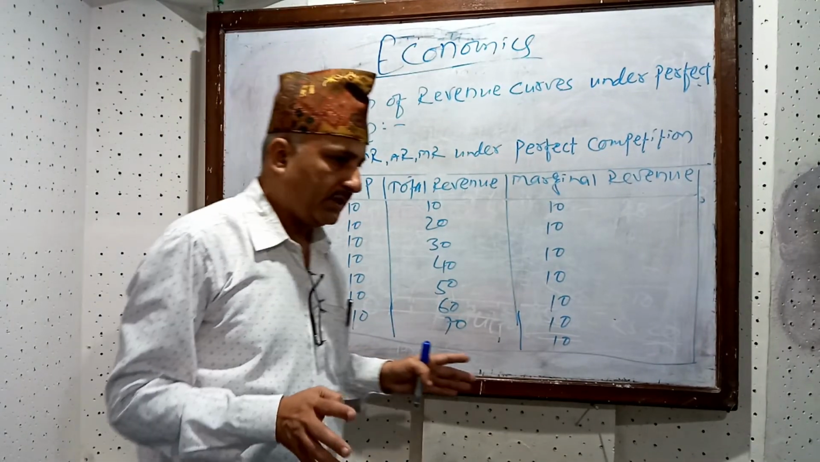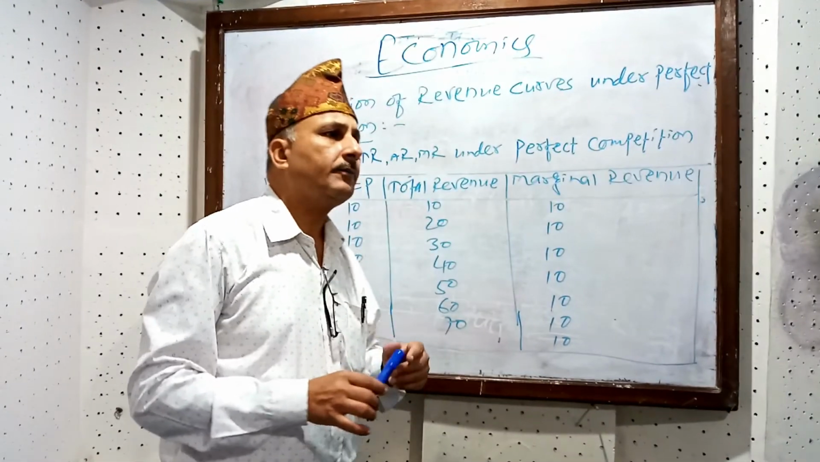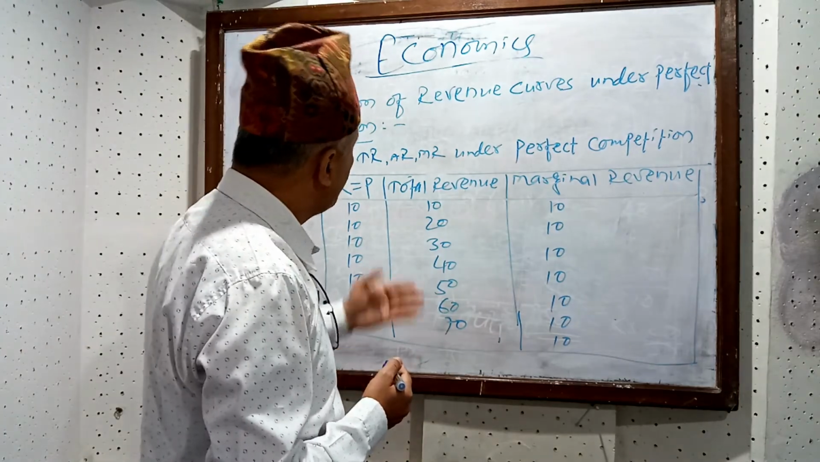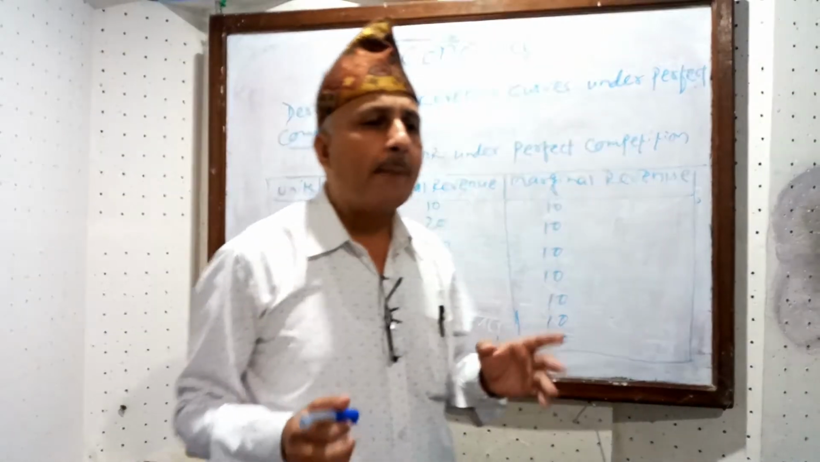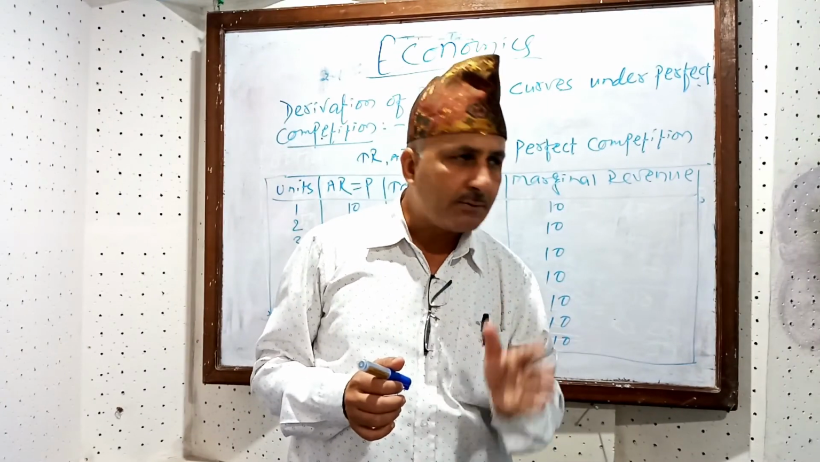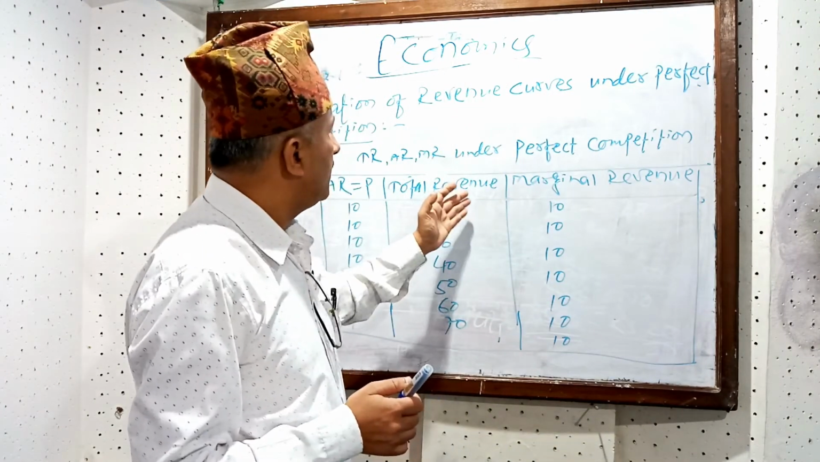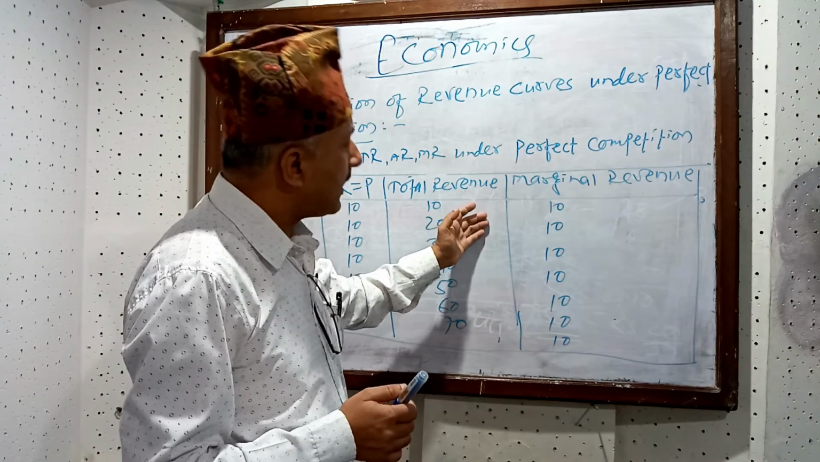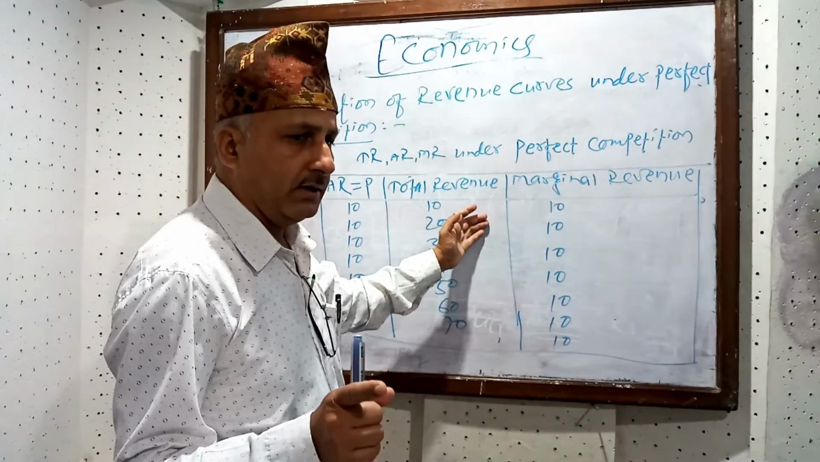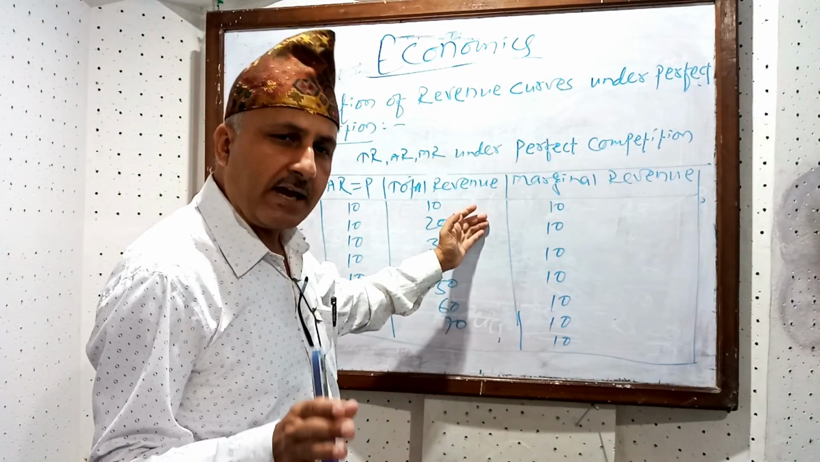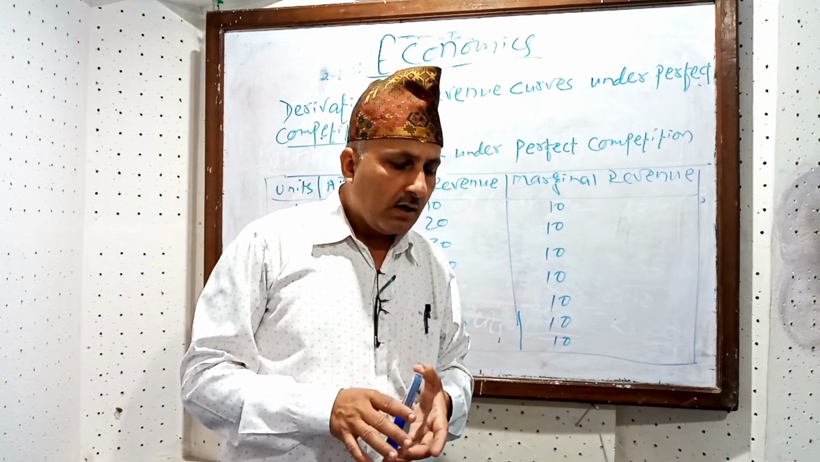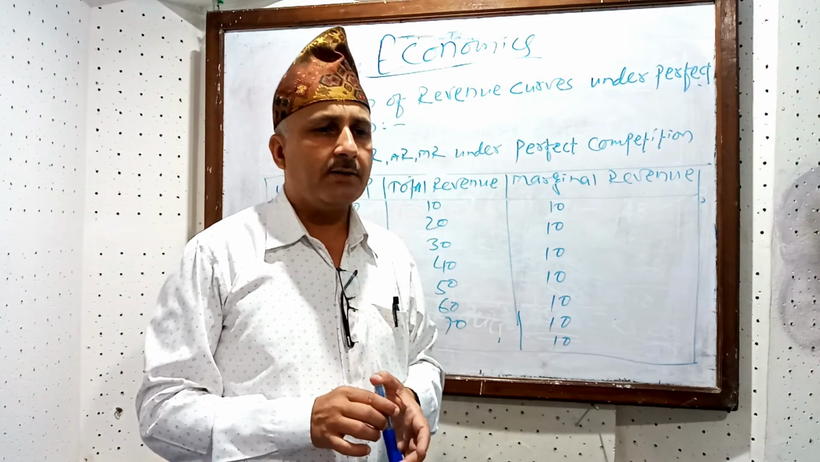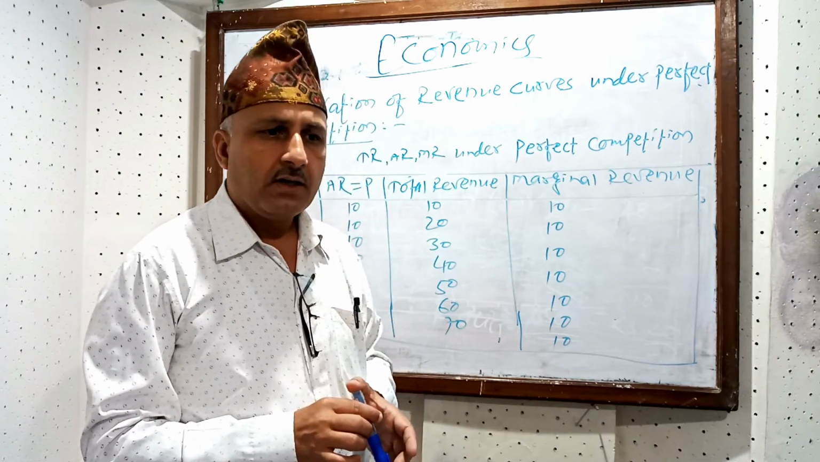Okay, now I think you have completed this schedule, and now you have to derive the AR curve, TR curve and MR curve in your copy. This is your assignment. This is your home assignment, and I am going to end today's class.